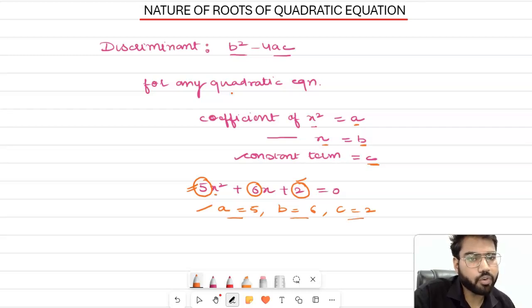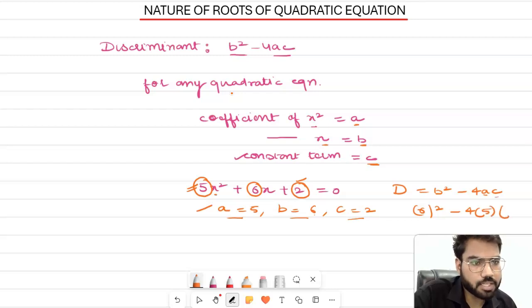Now if we want to find the value of discriminant for this quadratic equation, D is used to represent discriminant, and D is equal to b square minus 4ac. So the value of b is 6, square minus 4 into a is 5 and c is 2. So it comes out to be 36 minus 4 into 5 is 20, and 20 into 2 is 40. So it comes out to be minus 4. Now, based on the value of discriminant, the nature of roots is decided.